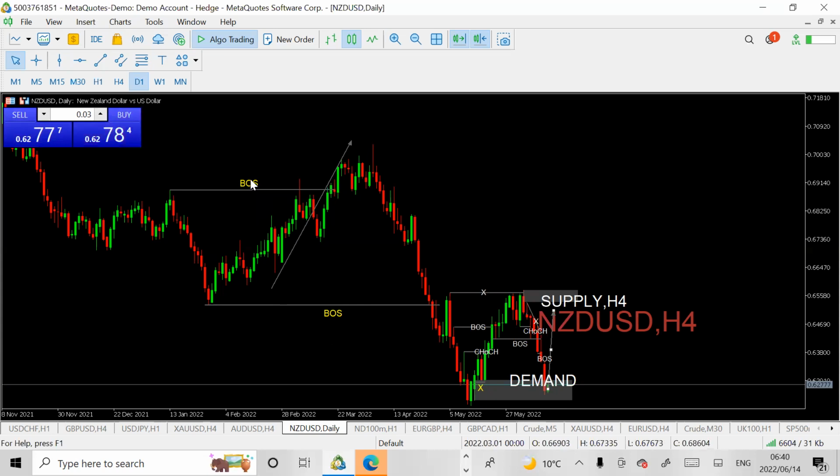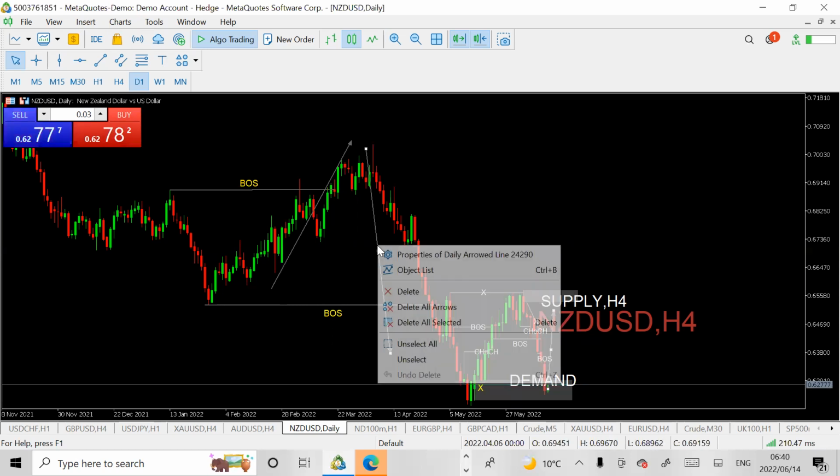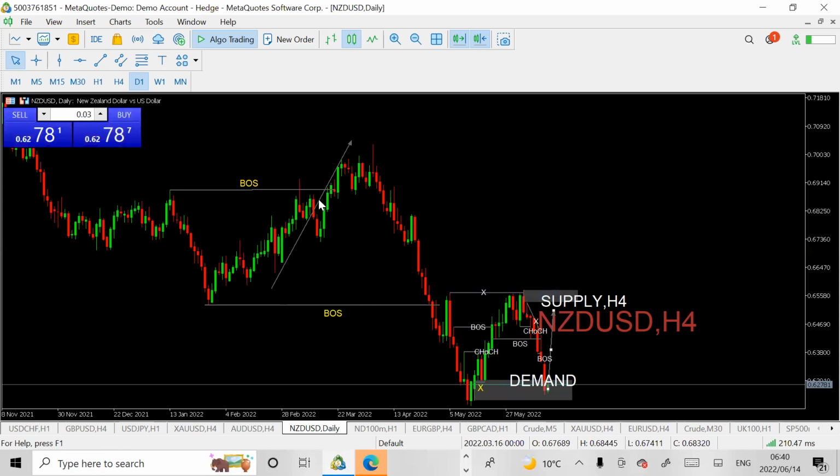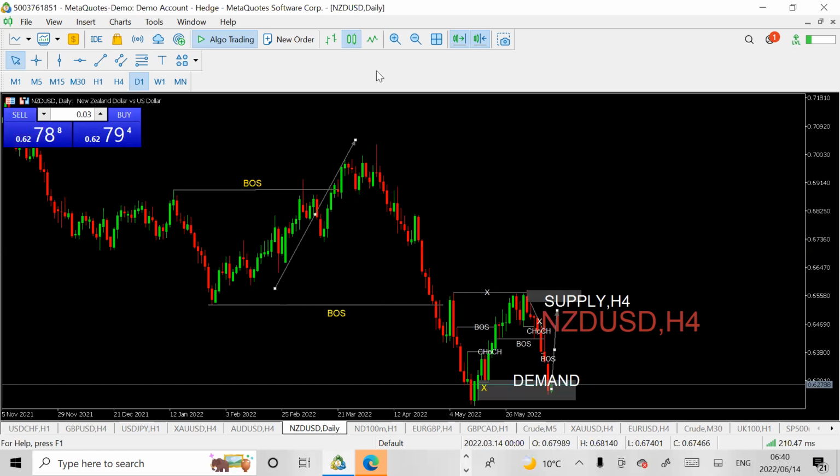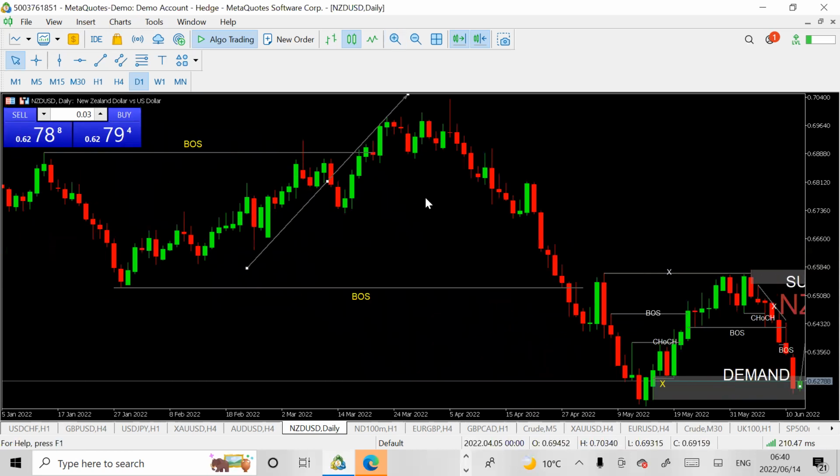But again, it came and turned and took out that low. You see this low? It took it out, so that's when it broke the entire structure. It turned bearish. That's change of character. I would say it's a break of structure, because for change of character we look at the first sign of reversal. The first sign of reversal on daily was here.